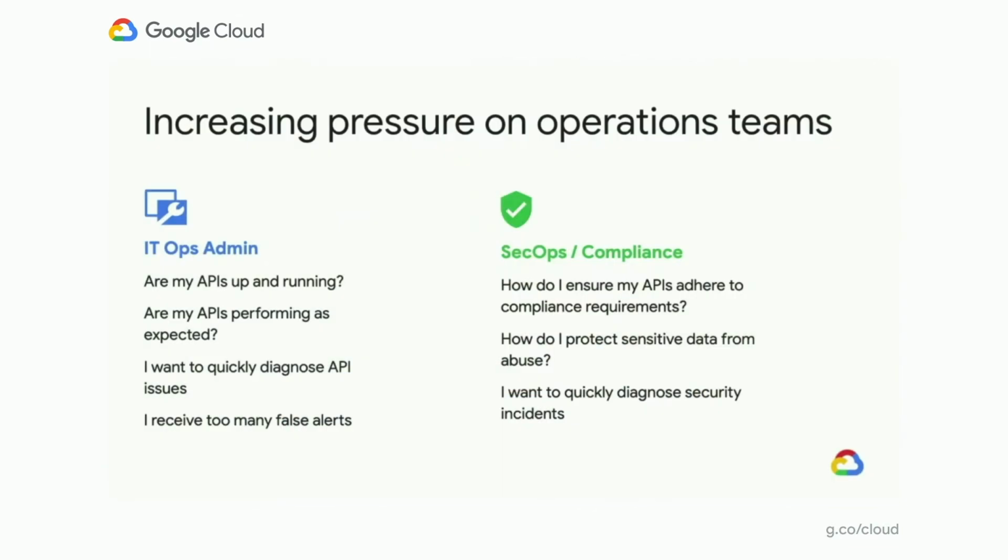However, operations teams are under immense pressure. As a sysadmin, how do I ensure my APIs are up and running and performing as expected? When there is an issue, how do I quickly identify the root cause? And I want to do all of this without getting distracted by false alert noise. As a SecOps person, I want to ensure my APIs adhere to compliance requirements. I want to protect my sensitive data from abuse and quickly diagnose security incidents.